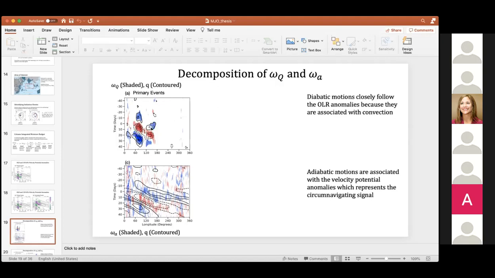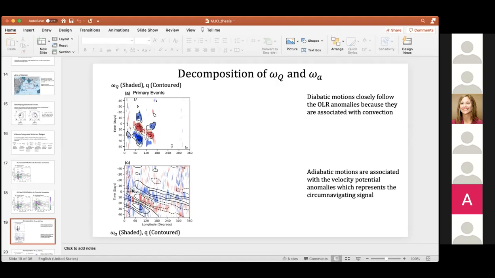So that's just a typo, but you can see that omega Q closely follows the progression of the OLR anomalies as they move eastward and is pretty contained to that region. You don't see the diabatic motions going any west of the Indian Ocean.